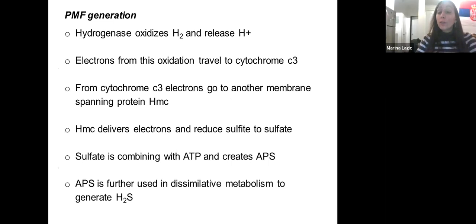Now, how is proton motive force generated in sulfate reduction? So what you have is electron donor hydrogenase that oxidizes hydrogen, and electrons travel to cytochrome c3. And now from cytochrome c3, electrons go through another membrane spanning protein, which is typical for this process, HMC. And HMC has the ability to deliver electrons and reduce sulfate to sulfite. Sulfate can combine with ATP to create APS, and then APS is used for dissimilative metabolism to generate hydrogen sulfide.